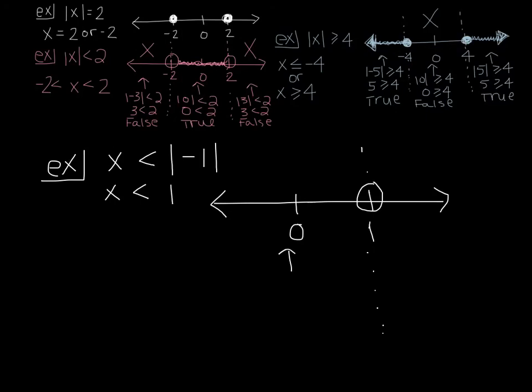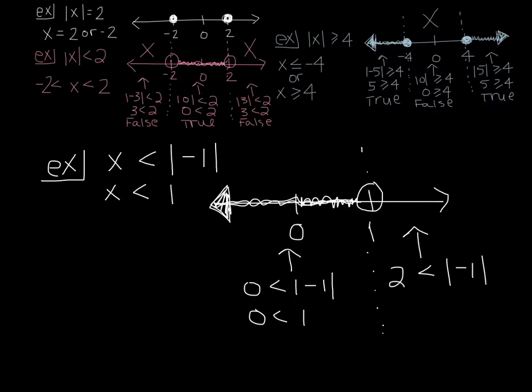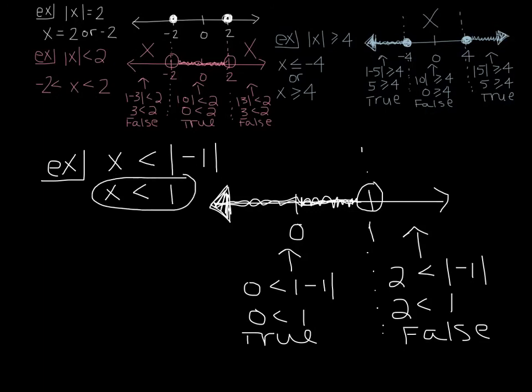So here, if we plug in 0, we have 0 is less than the absolute value of -1. 0 is less than 1. That's true. So we know that this side needs to be shaded. Just to double check, I want to make sure something up here doesn't work. So let's do 2. 2 is less than the absolute value of -1. 2 is less than 1. This is not true. This is actually false. So we do not shade that region. So our final answer is this inequality, because that shows what we have shaded on our number line. X is less than 1.